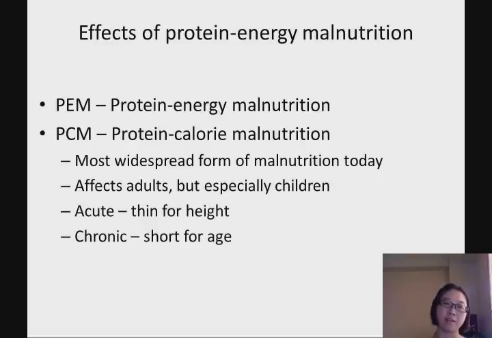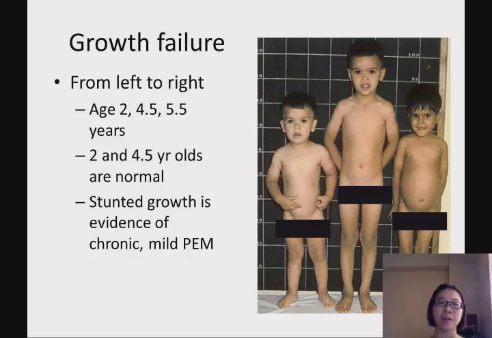It affects adults, especially our children. When protein energy malnutrition occurs, its acute state is going to make children thin for height. But when it is chronic and lasts for a long time, it causes children to become short for age, where their height is shorter than it is supposed to be for their age. This process is what we call growth failure, or growth stunting.